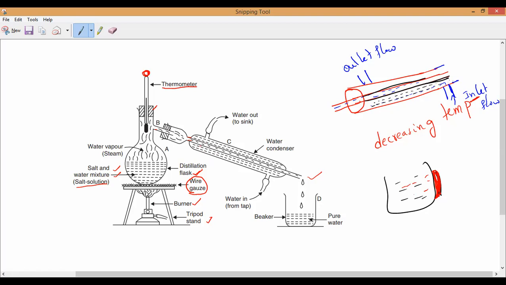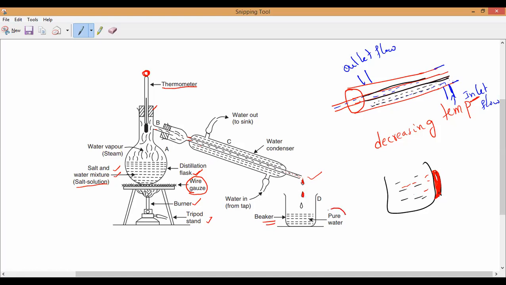So the heat from the water vapor is absorbed by this water, which is continuously flowing. Here it will enter, here it will leave, so that the water vapor temperature falls. When the temperature falls, what will happen? It will condense into liquid, and that is what we are collecting in the beaker.